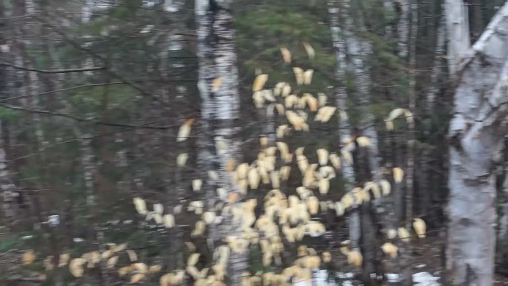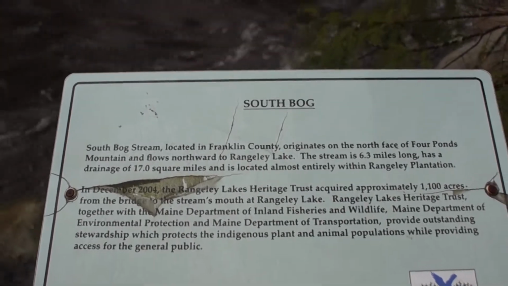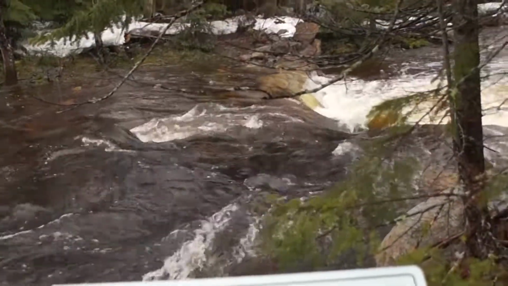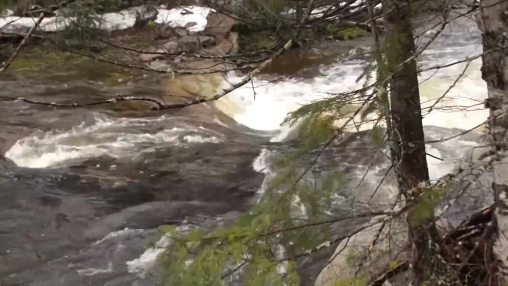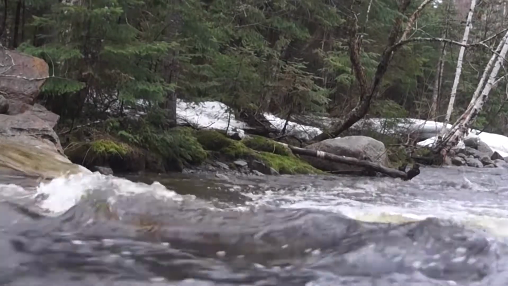We're here at South Bog Stream. South Bog Stream is a known spawning ground for brook trout and flows directly into Rangeley Lake. Brook trout are one of the only native species to the eastern United States. They can be found in small streams, rivers, beaver ponds, and large lakes.